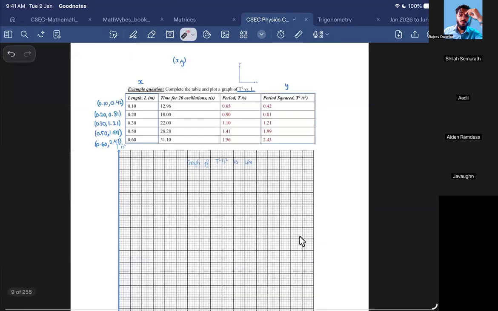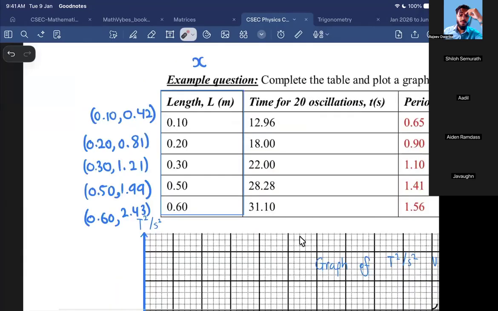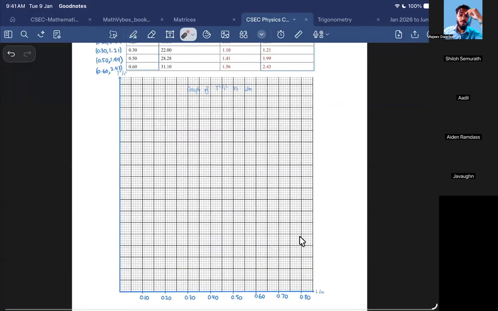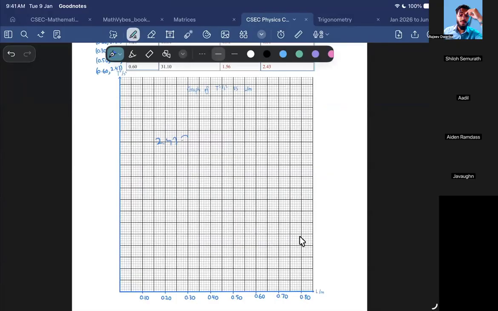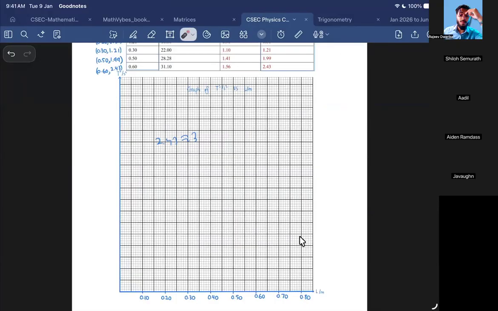Right, Adil, I'm going to let you help me with the scale for the y-axis now. On the y-axis, what's the biggest value we had to go up to? 2.43. How many blocks do we have here? Let me just say 2.43 is approximately 3, right? How many blocks do we have here? 1, 2, 3, 4, 5, 6, 7, 8, 9, 10, 11, 12, 13, 14, 15, 16, 17, 18, 19. Alright, so Adil, we have 19 blocks, right?